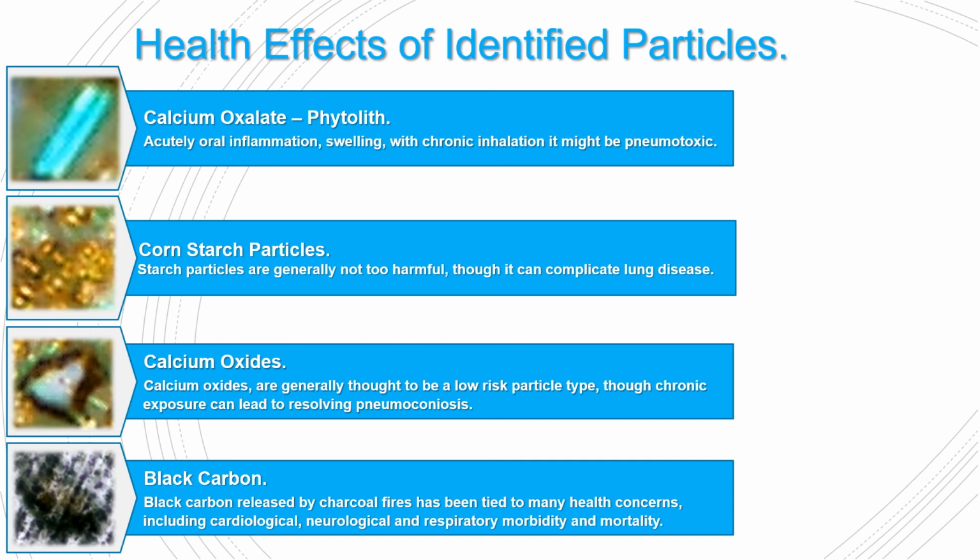And finally, we have black carbon, which was found in the charcoal burners, unlike the others which were found in the wood burners. So these black carbon particles, again, are tied to many health concerns, and that's mainly due to the PAH, the polyaromatic hydrocarbon coating, along the outer edges of these particles. These are known to cause a wide range of cardiological, neurological, and respiratory morbidity and mortality problems.